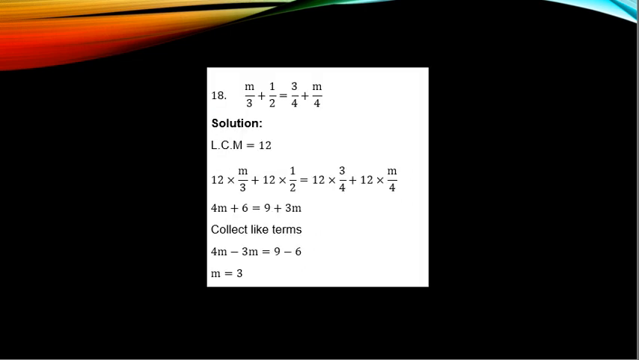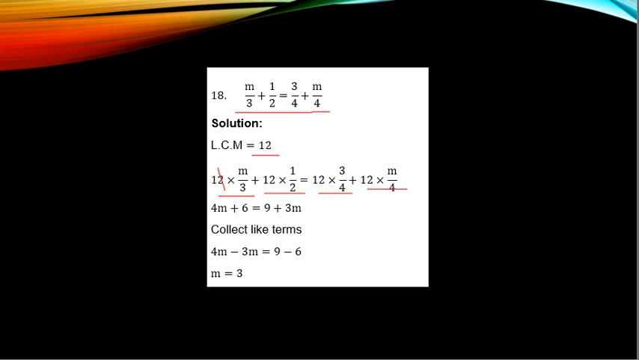Example 18. Solve m over 3 plus 1 over 2 equal to 3 over 4 plus m over 4. Here, the best approach is clearing the fractions with the LCM, and the LCM of the denominators 3, 2, and 4 is 12. You multiply the first term in the left hand side by 12, the second term by 12, and on the right hand side you multiply the first term by 12 and the second term by 12.